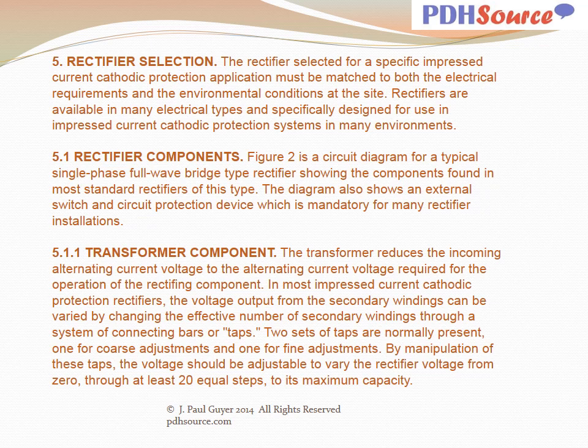The transformer reduces the incoming alternating current voltage to the alternating current voltage required for the operation of the rectifying component. In most impressed current cathodic protection rectifiers, the voltage output from the secondary windings can be varied by changing the effective number of secondary windings through a system of connecting bars or taps. Two sets of taps are normally present, one for coarse adjustments and one for fine adjustments. By manipulation of these taps, the voltage should be adjustable to vary the rectifier voltage from 0 through at least 20 equal steps to its maximum capacity.